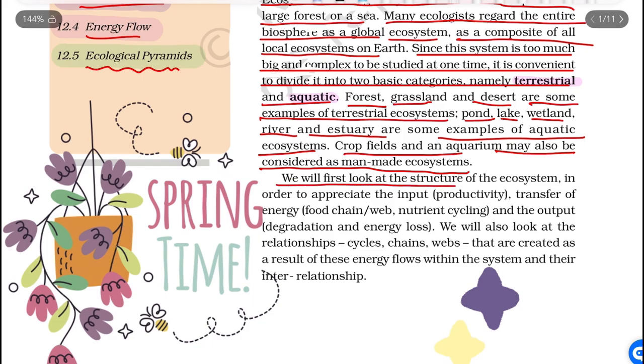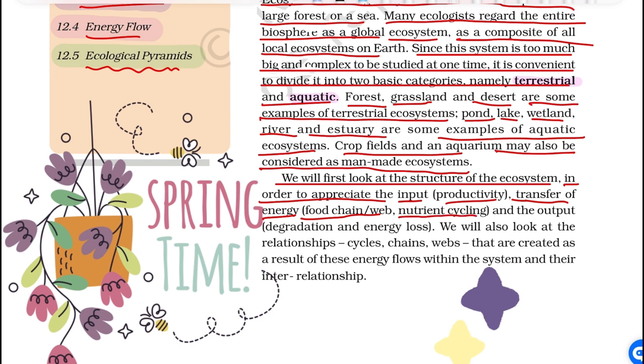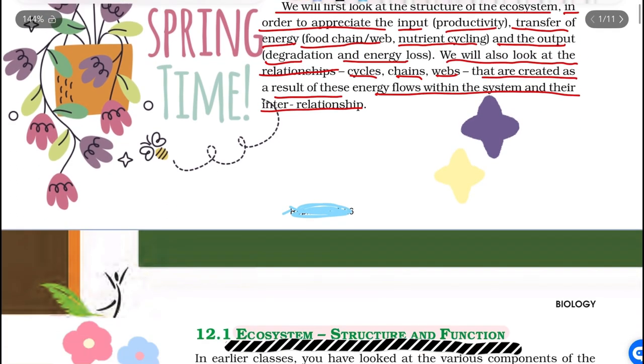We will first look at the structure of the ecosystem in order to appreciate the input, productivity, transfer of energy, food chain or web, nutrient cycling, and the output, that is degradation and energy loss. We will also look at the relationships, cycles, chains and webs that are created as a result of these energy flows within the system and their interrelationship.